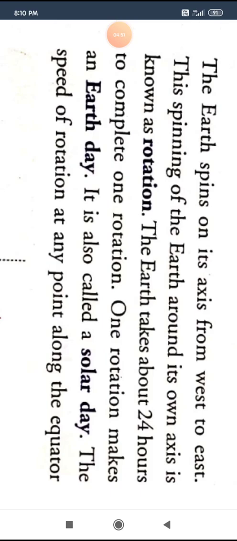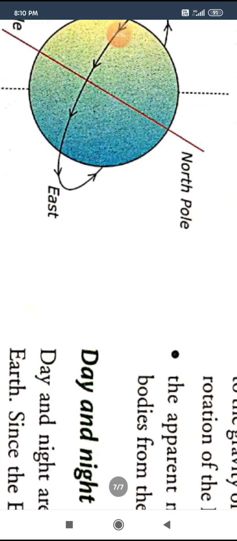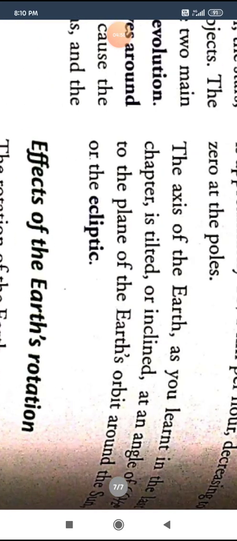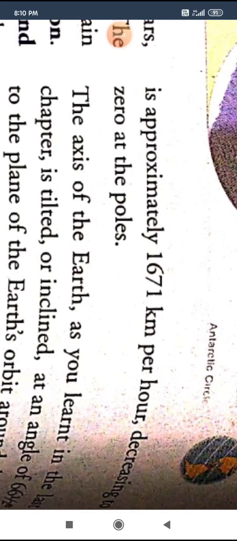The speed of rotation at any point along the equator is approximately 1671 kilometers per hour. Near the equator, the speed is 1671 kilometers per hour, and it decreases to zero at the poles.